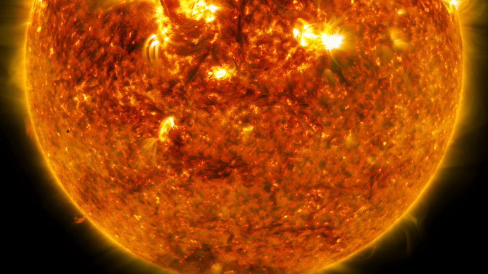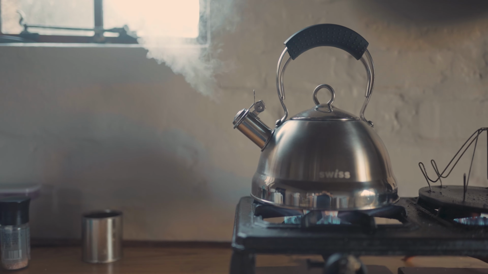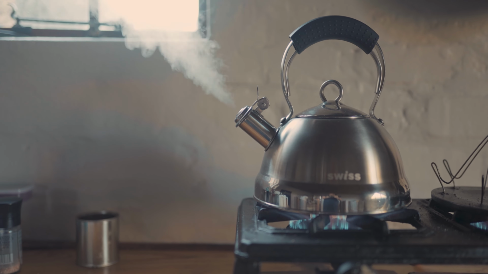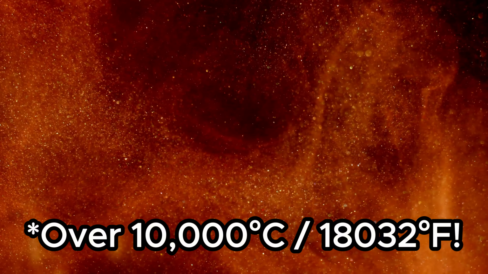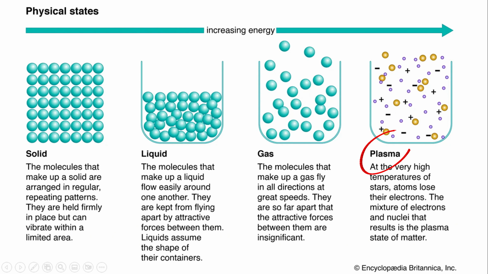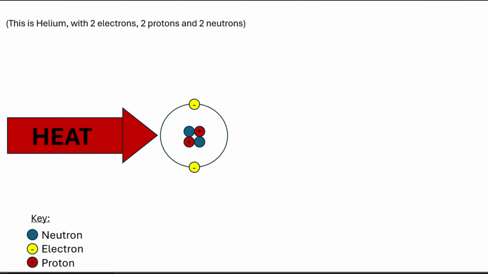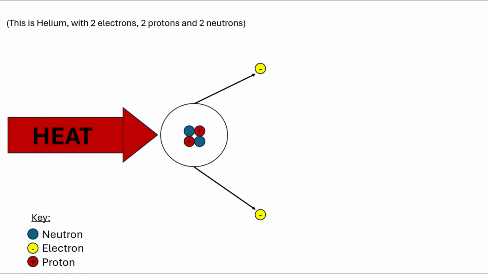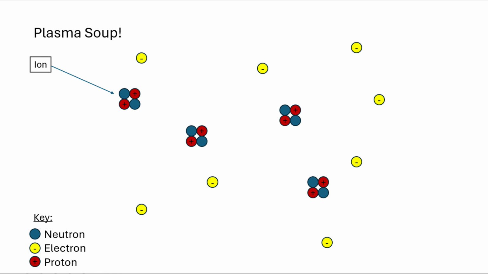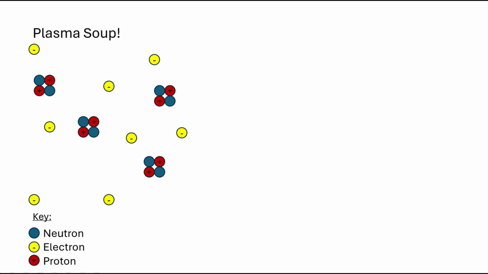Okay, but what is plasma? Plasma is basically a gas that's so unbelievably hot that the atoms break apart. And yes, there are more than 3 states of matter. The negatively charged electrons get knocked loose, leaving behind positively charged particles called ions. So instead of a usual gas, you get a kind of soup of positive ions and negative electrons flying around.